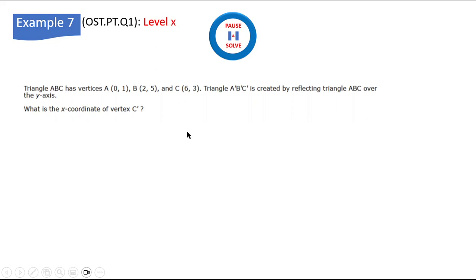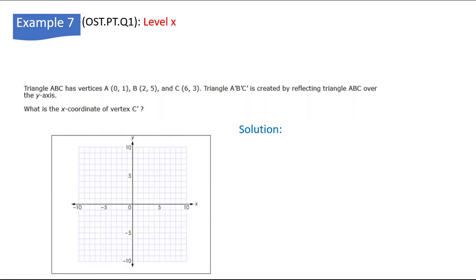So let's see. Again, you have to do some drawing here. Let's draw these points. This is triangle ABC, so A is (0, 1), B is (2, 5), C is (6, 3). Now, A prime, B prime, C prime is created by reflecting triangle ABC over the y-axis. So now we are going to reflect this across the y-axis. A will be in the same place, B prime will be here, and C prime will be here.